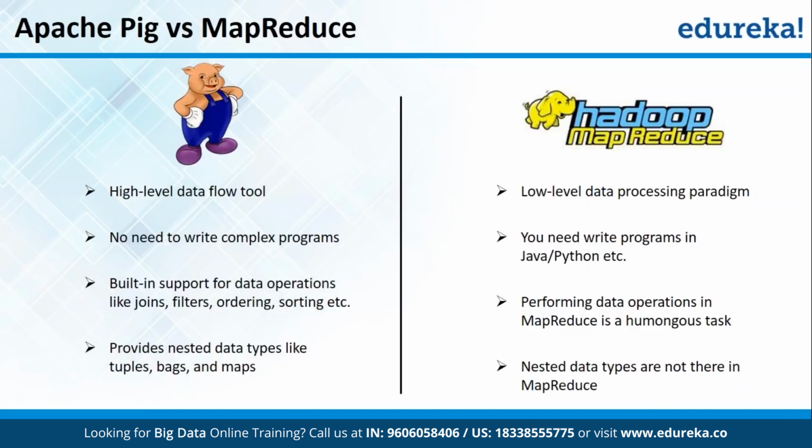The next point is that in Pig you have built-in support for data operations or database operations like joins, filters, ordering, etc. Whereas in Hadoop MapReduce, if you have to perform these operations, you will have to write the logic on your own from scratch, and hence it is a very humongous task. Apache Pig also gives you high-level data models, that is tuples, bags, maps. However, in Hadoop MapReduce, only primitive data types are available, like IntWritable or LongWritable and so on. There are no high-level data types or nested data types available.